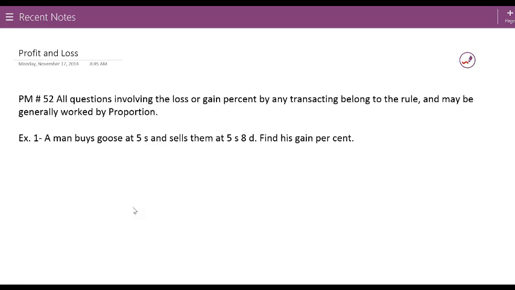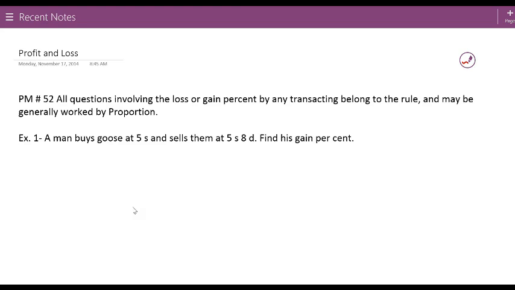Today we're going to be talking about profit and loss, the last topic in arithmetic. We're going to be looking at Pure Mathematics, Section 52. Section 52 says, all questions involving the loss or gain percent by any transacting belong to the rule and may be generally worked in proportion. So all of these are just going to be proportion problems. Since they are percent, we are always going to be dealing with 100 somewhere in each proportion.